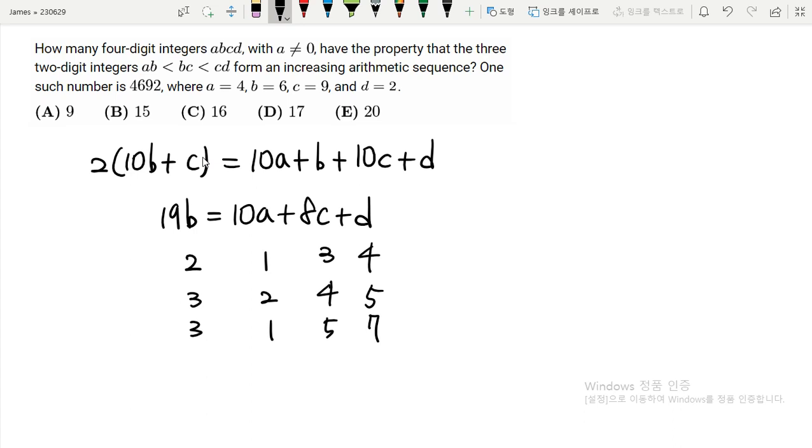So let's increase the value of B to 4. And then A should be less than B, so A is 3. In such case, what will be the value of C and D? B is 4 and A is 3, so C and D should be satisfying this equation. So 19 times 4 minus 10 times 3.